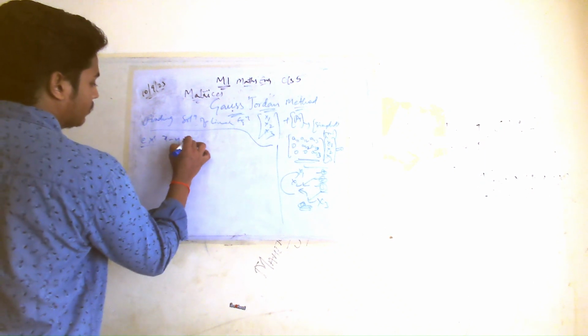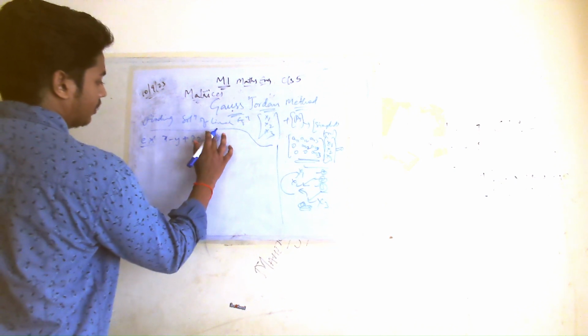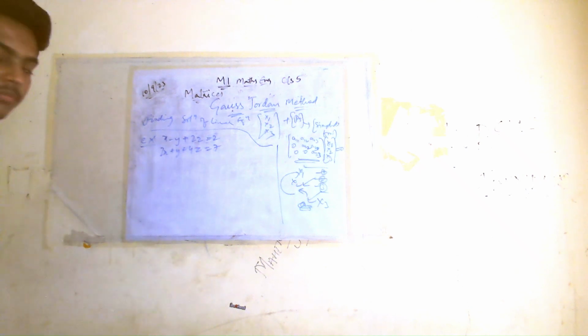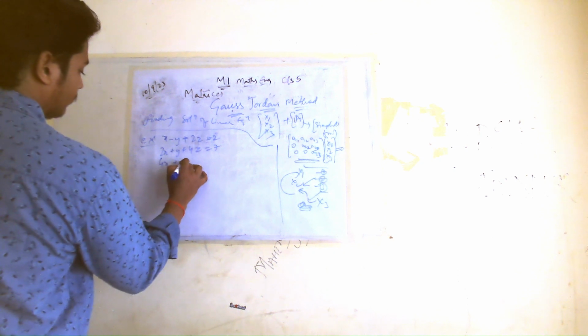The example is x minus y plus 2z is equal to 2. Sorry. 2x plus y plus 4z is equal to 7. 4x minus y plus z is equal to 4. This is our question.